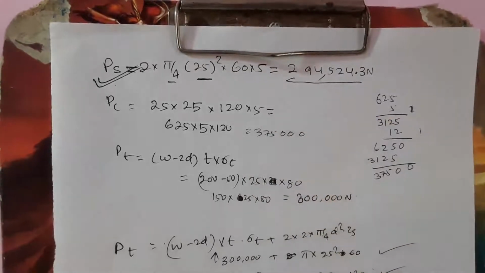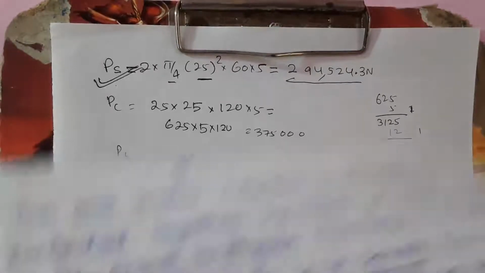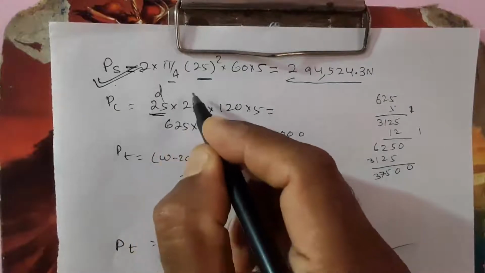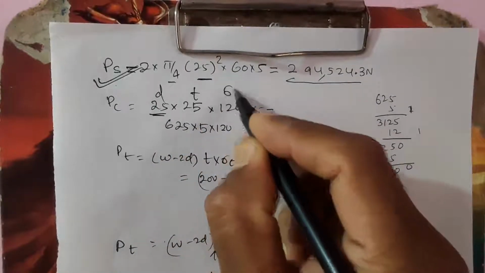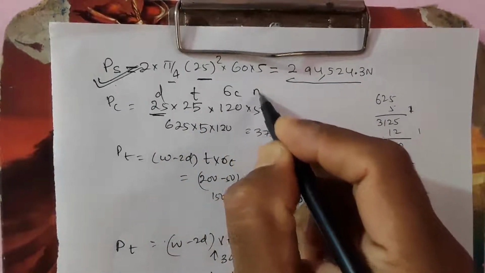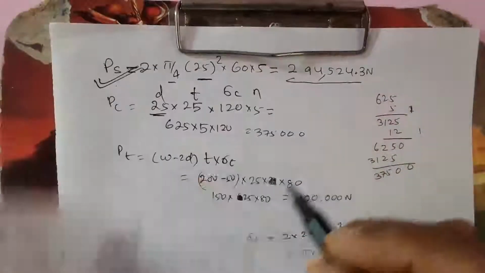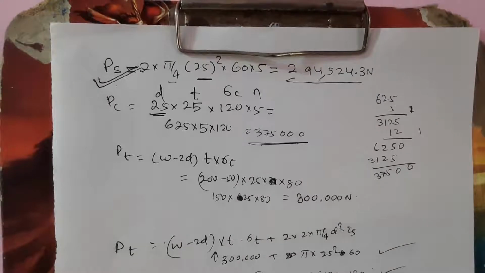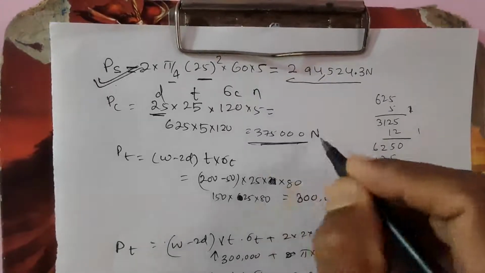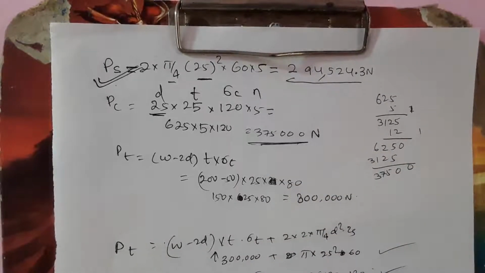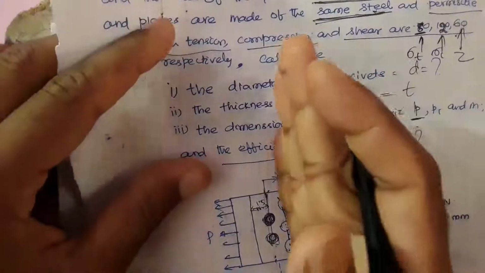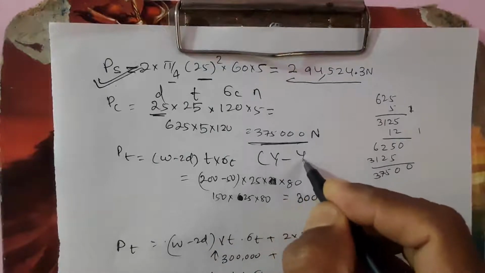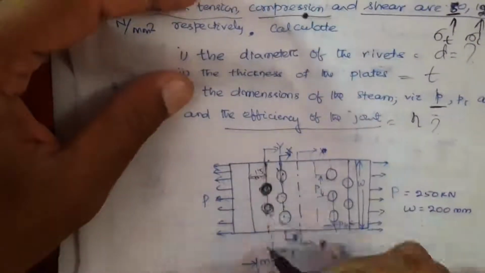0.5 kilonewton. And for crushing, 25 is the D, this is the T, this is sigma C, and the number of rivets is N. The number of rivets is 5, so it comes out to 375 kilonewton. Then we have to see whether it is tearing at the YY location.